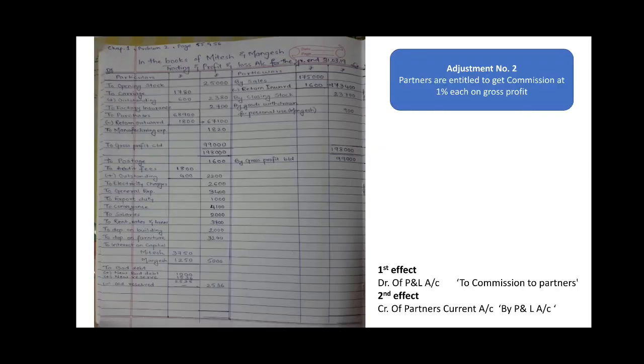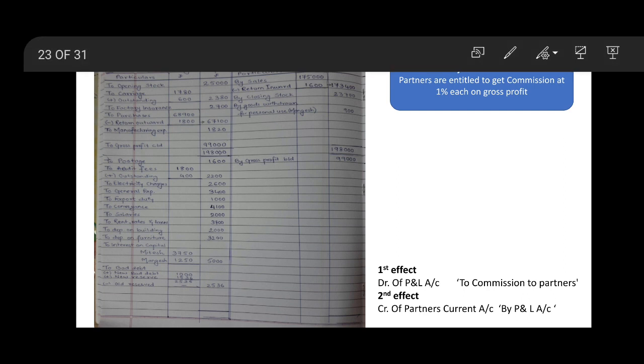Okay, here you can see the gross profit is given. The total is taken 1,98,000, 1,98,000. The difference 99,000 is shown with the words to gross profit, and bring this gross profit to the opposite side of next account, that is credit side of profit and loss account. By gross profit brought down 99,000.